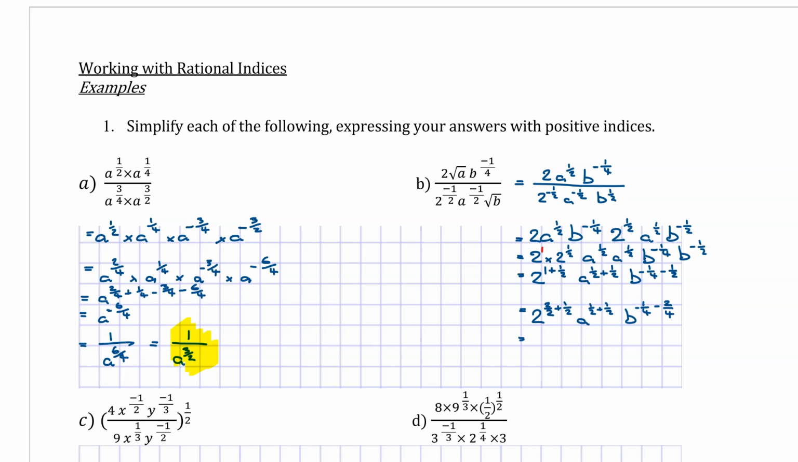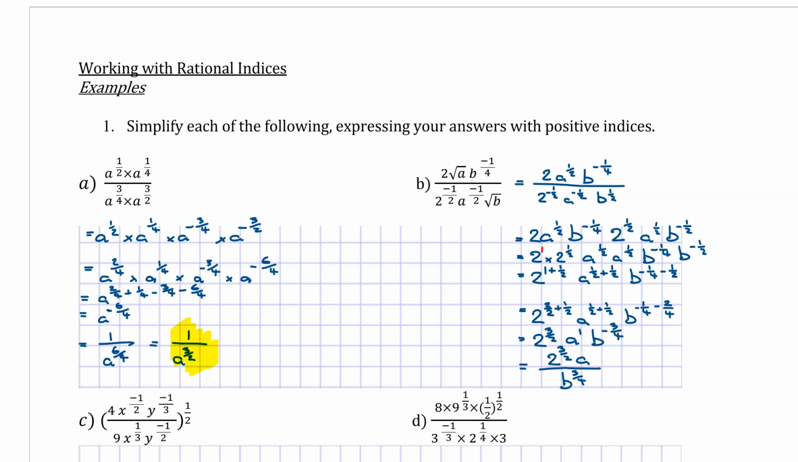Adding these fractions all together, we're going to get 2 to the power of 3 over 2, a to the power of 1, and then finally b to the negative 3 over 4. Now writing this as a positive indice, we're going to get 2 to the power of 3 over 2, a, that 1 is implied, and then downstairs we're going to get b to the 3 quarters, like so.